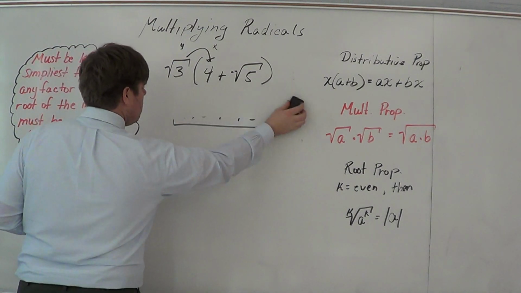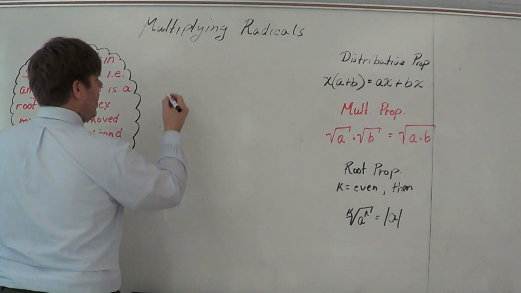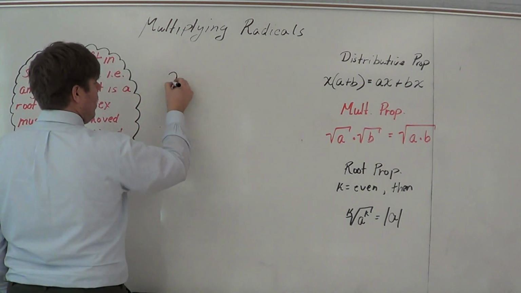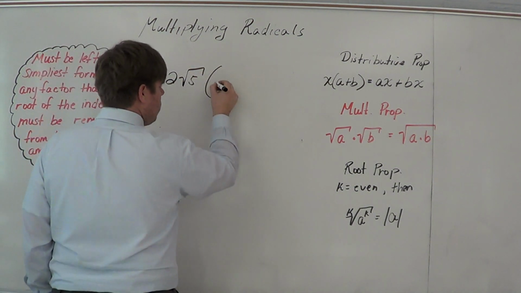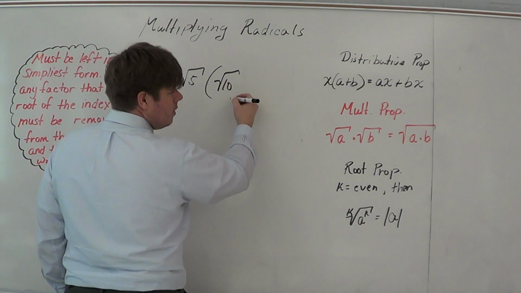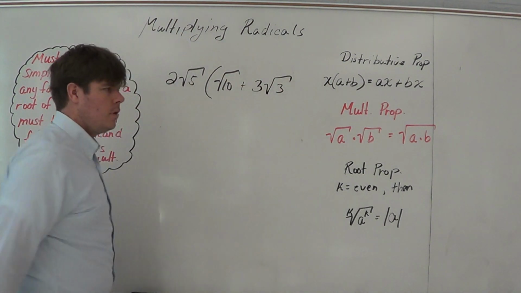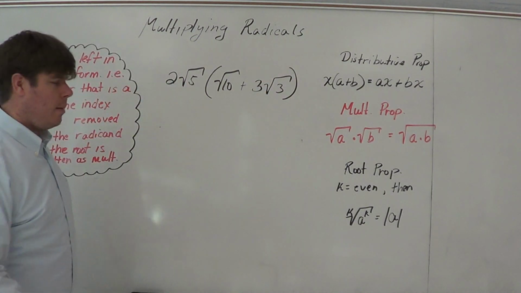So here we go. Continuing on, let's do another. So let's say I have this now. This will be my final example in this video, but let's say I have 2 root 5, and I'm going to distribute that amongst the quantity of root 10 plus 3 root 3. So this is my multiplication property that I'm going to deal with.